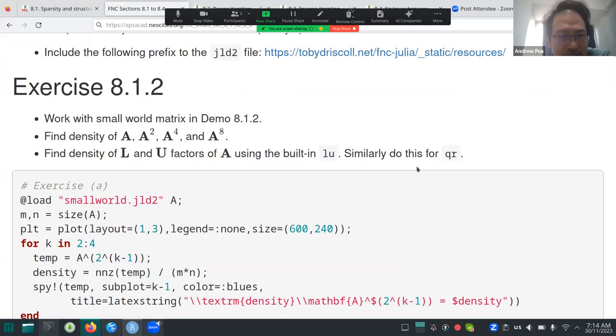Okay. Now I'll jump to some of the exercises in 8.1 just to get a sense of what the main points are and some of the commands which were used. So the first exercise is about the small world matrix in demo 8.1.2. We are asked to find the density of powers of A and then afterwards to look at a measure of sparsity for an LU decomposition of A. So the density here means really the number of non-zeros divided by the size of the matrix, okay? Or it is the product of the number of columns and the number of rows of the matrix, okay? And you should also do this for a QR factorization or something to that effect, okay?